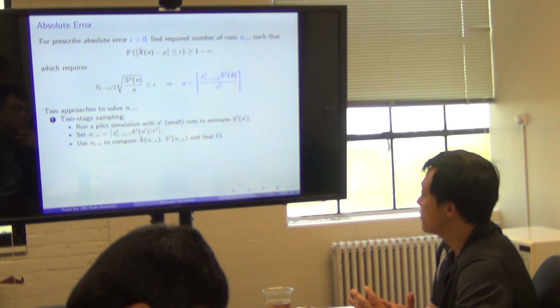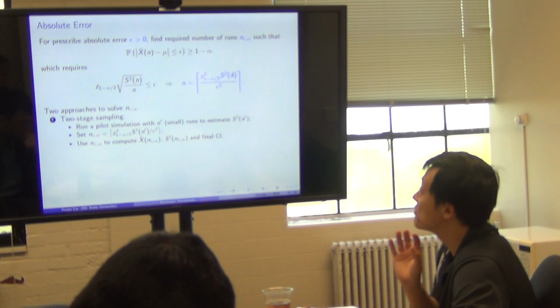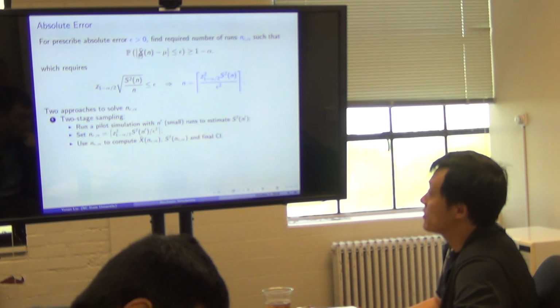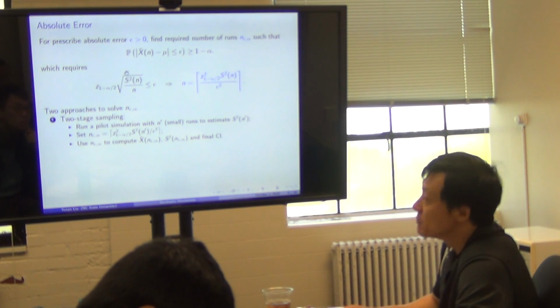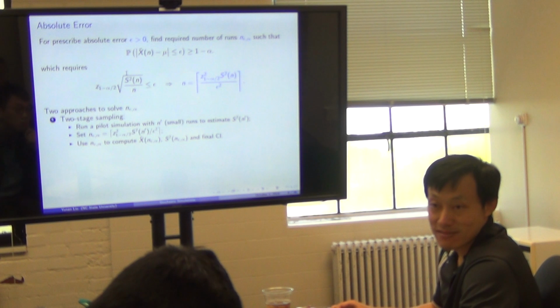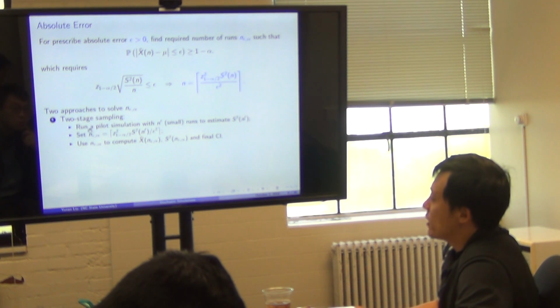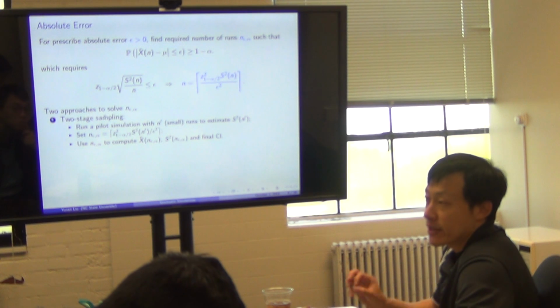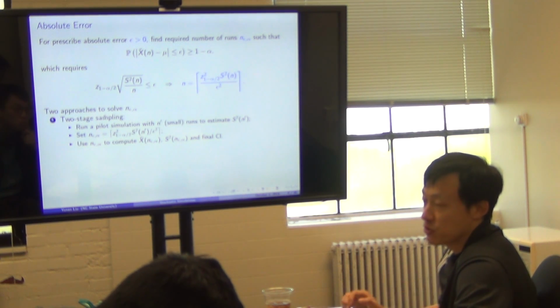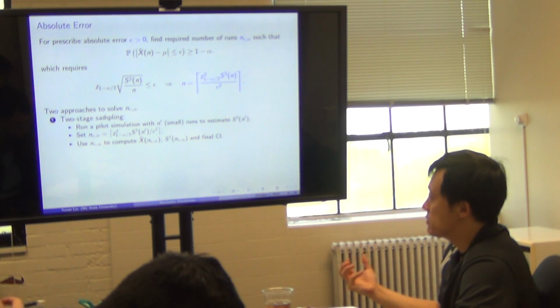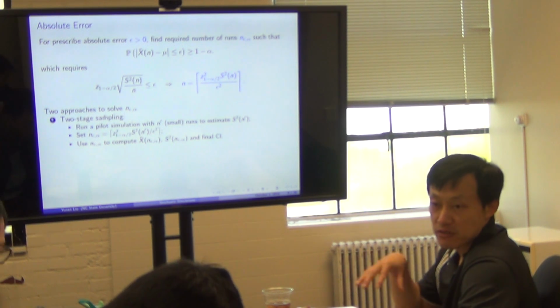So again, let me make it clear. We're trying to solve for n such that this kind of condition is satisfied, at least approximately. The first approach is the two-step approach. Run a pilot simulation. By pilot, we mean a small preparation phase. Sometimes before the main algorithm, we have to do a preparation phase.